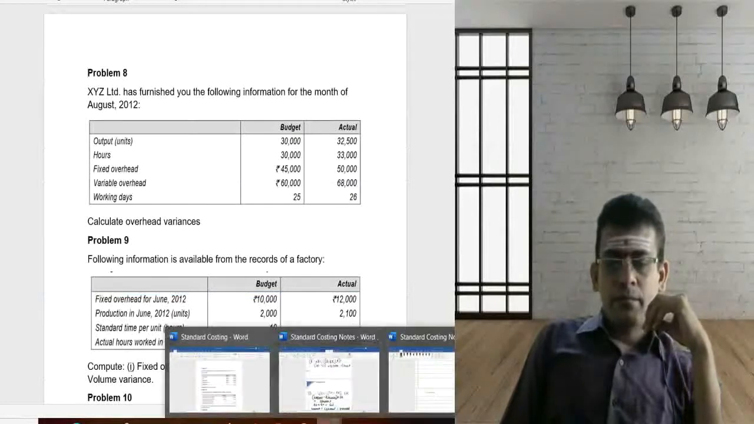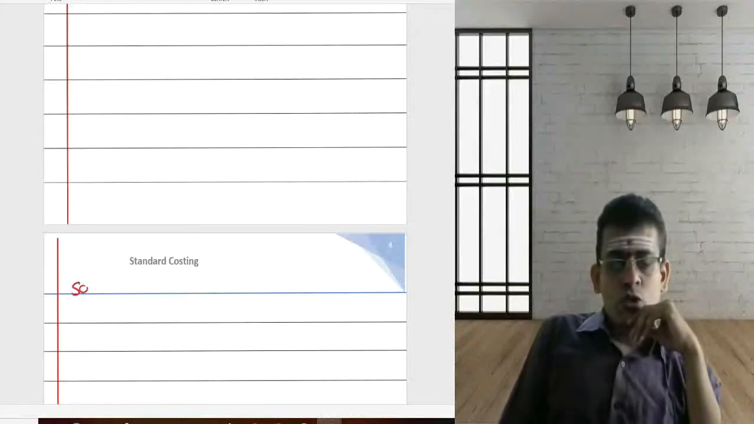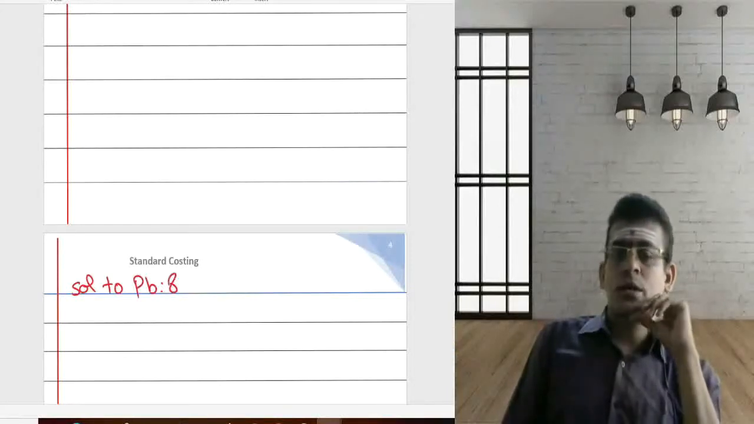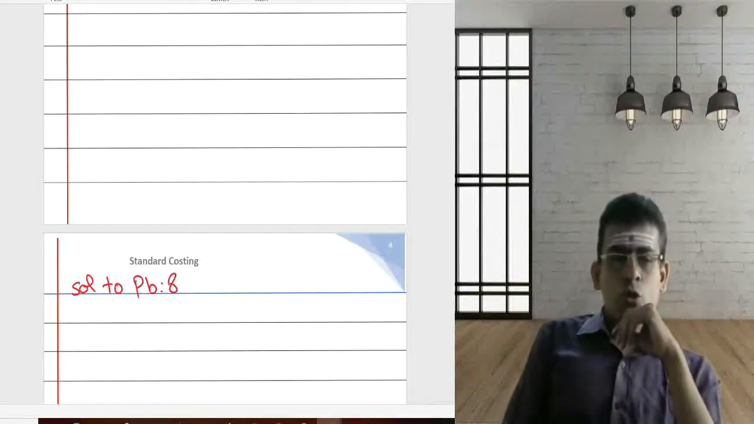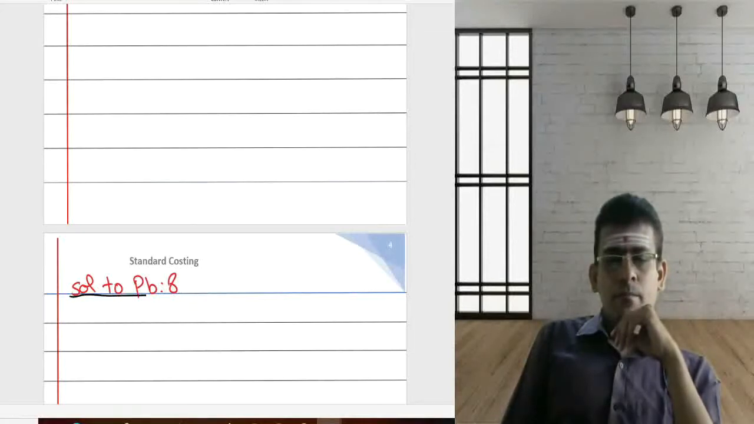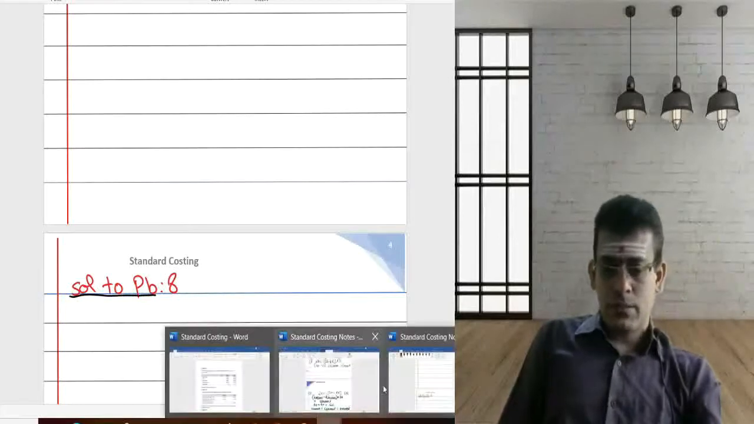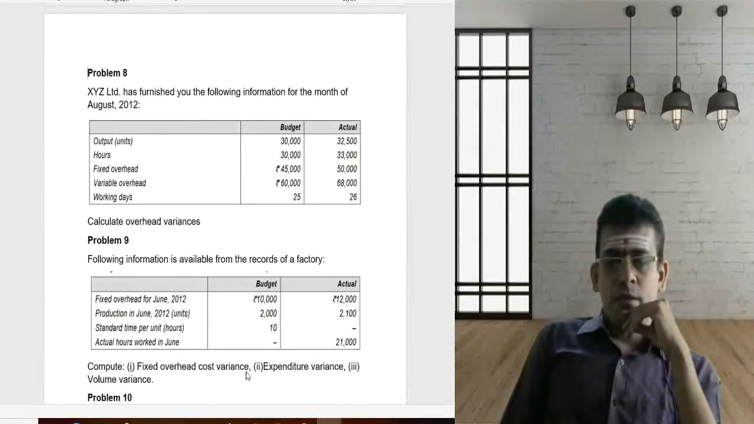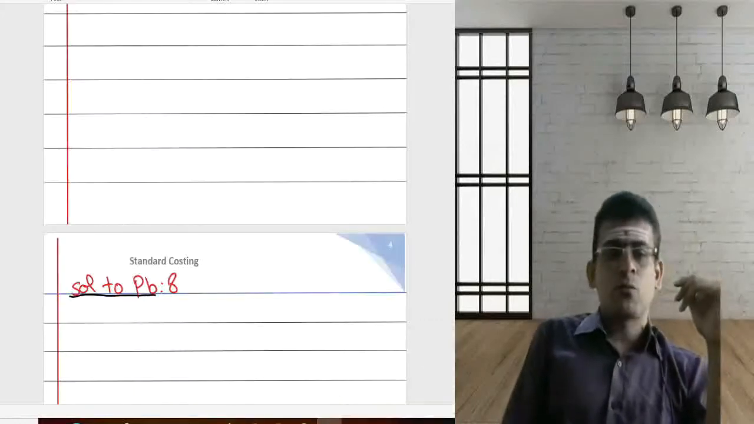Problem number 8. Okay, so let us quickly start with the solution to problem number 8. Now, let us start with this. Budget is given, actual is given, output is given. Budgeted output was 30,000. Okay. Let us move on to solution number 9. Then we'll come back to problem number 8.